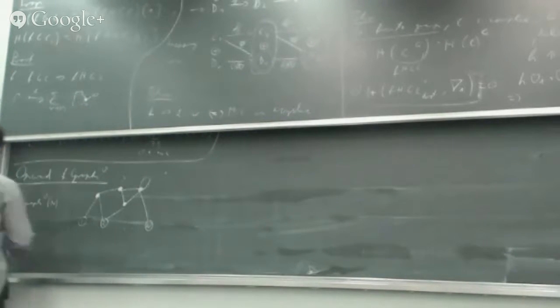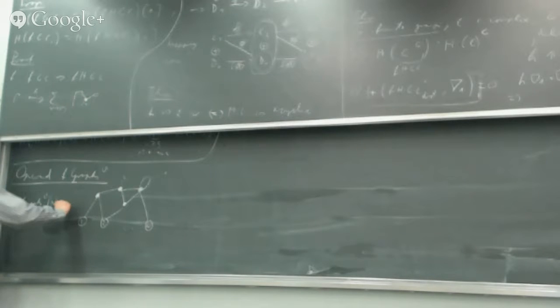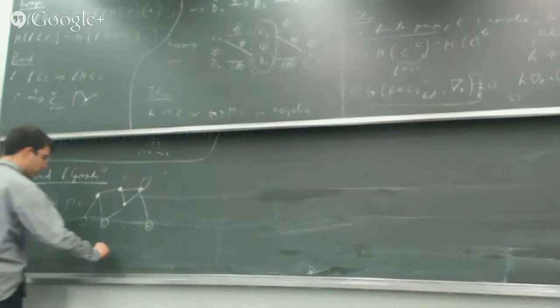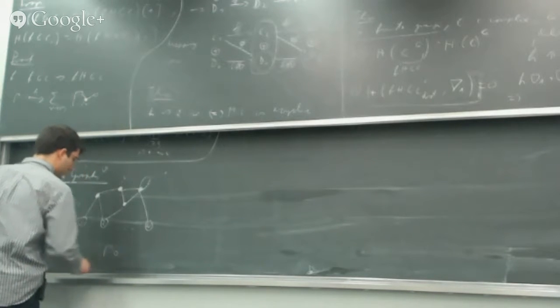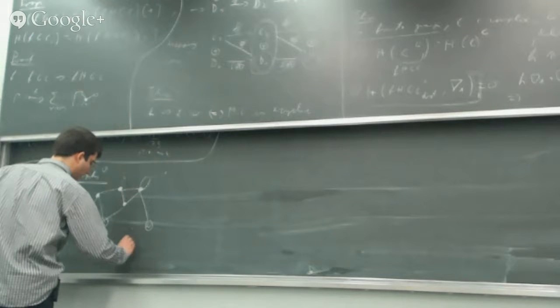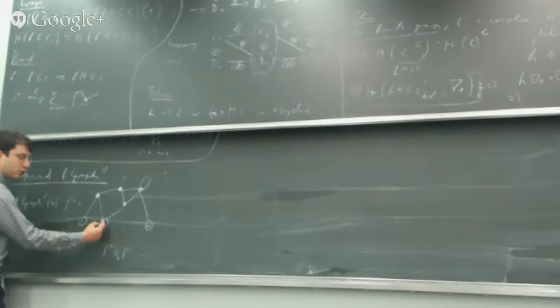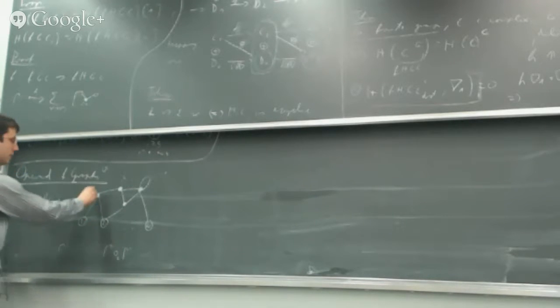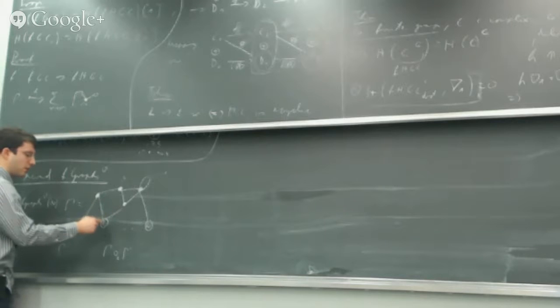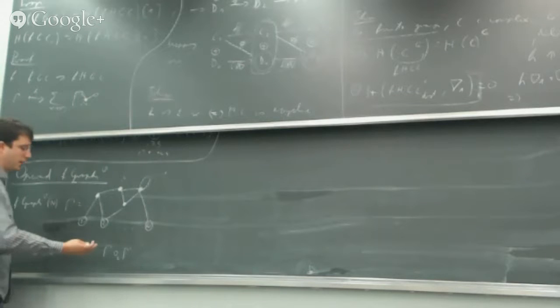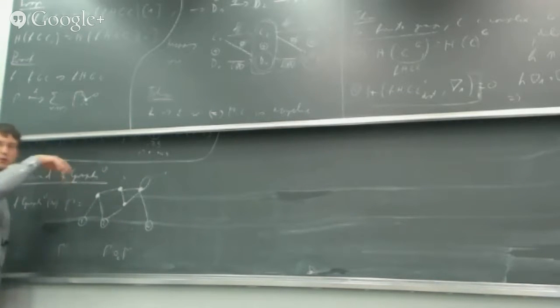And operadic composition goes in the same way as before. If I have this gamma, and if I have gamma prime, and I want to calculate gamma composition on the point 2, for example, gamma prime, I put gamma prime into the vertex 2, and then connect all these edges which were connected to vertex 2 to all vertices, including also internal and external of the graph gamma prime in all possible ways.